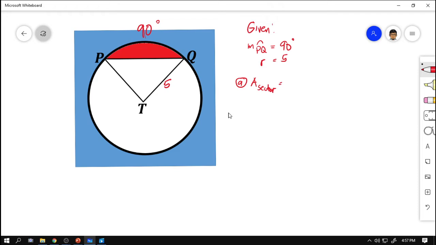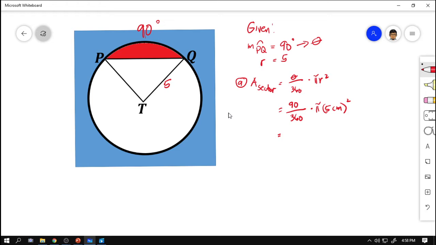Okay, the area of the sector is equal to the degree measure over 360 times pi r squared. So that is equal to 90. By the way, this is the degree measure. 90 over 360 times pi. The radius is 5 centimeters quantity squared. So 90 over 360 can be reducible by dividing it by 90.